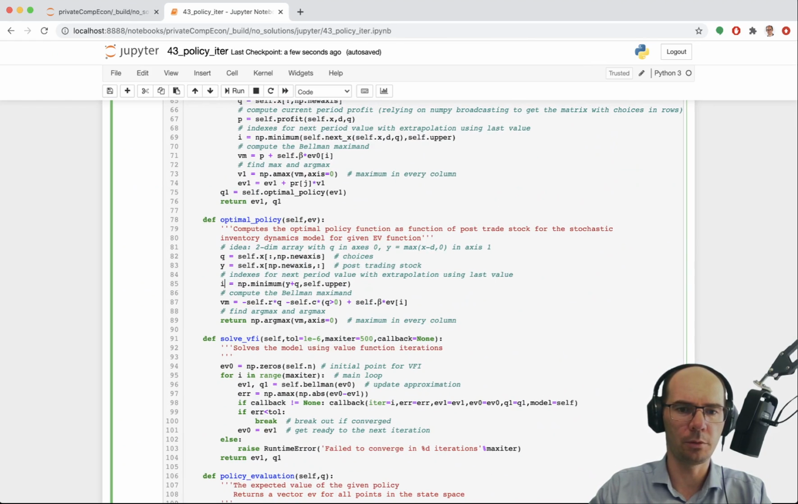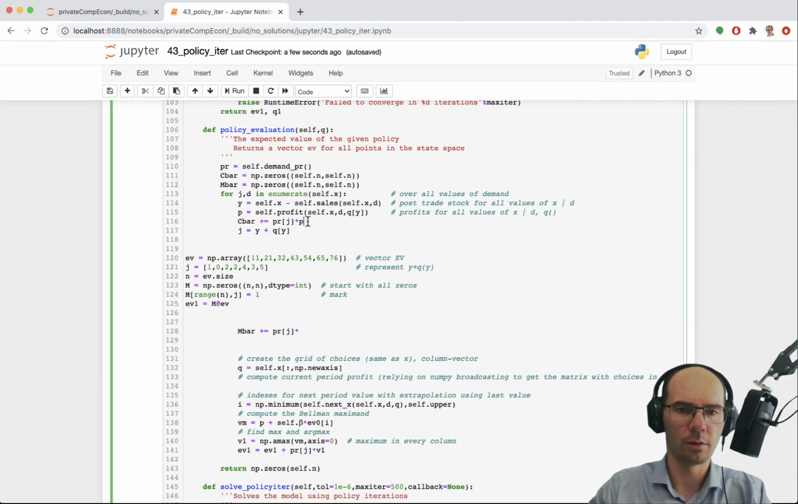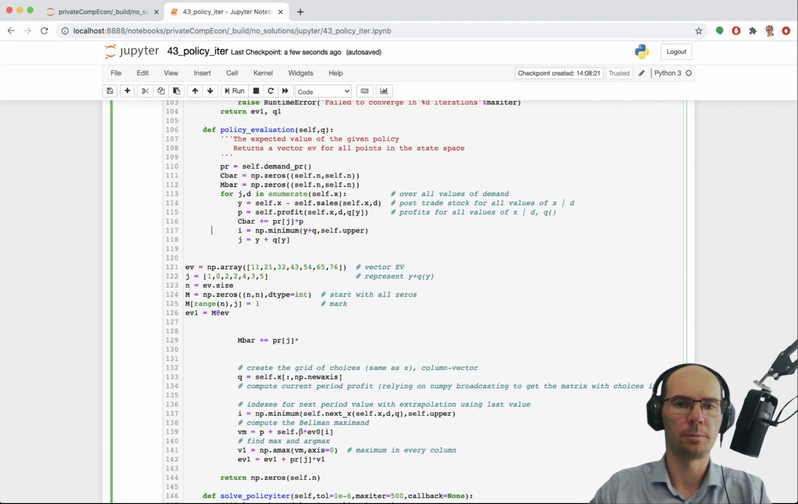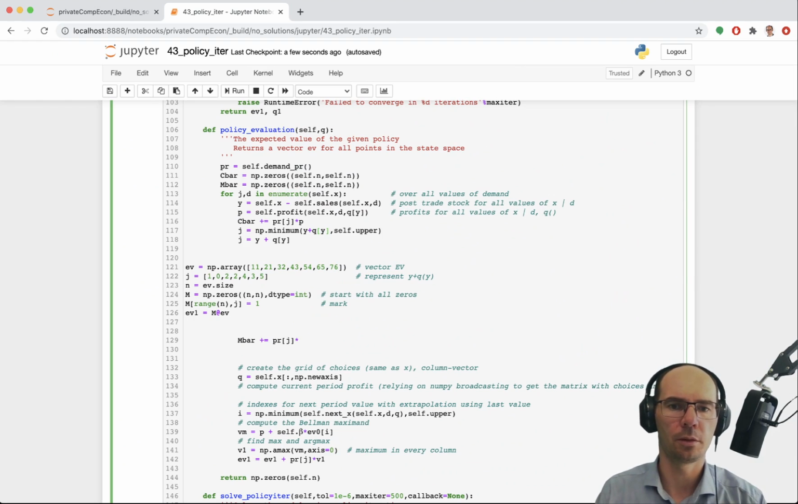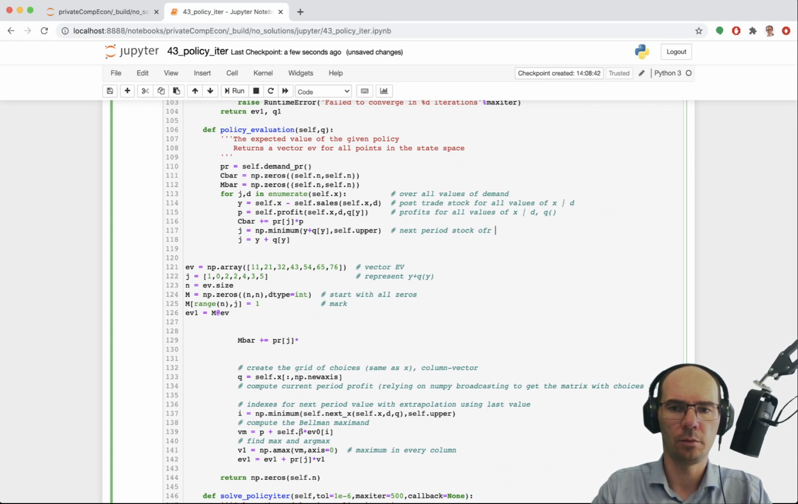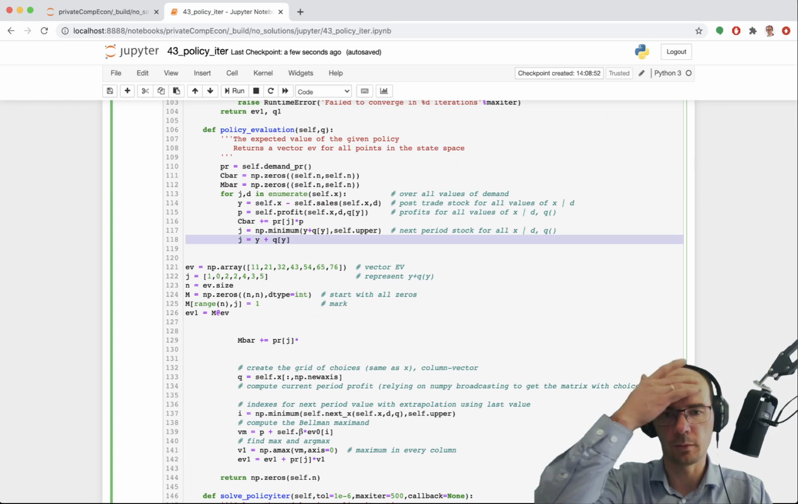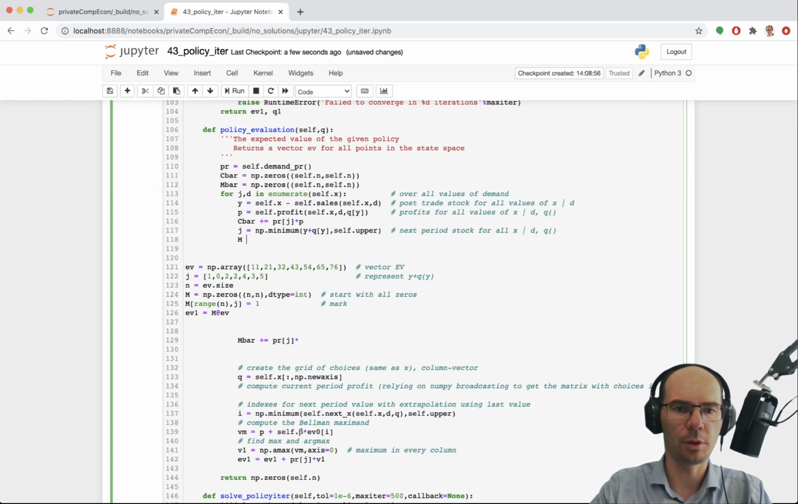So as in the optimal policy, we have to cap it, right, with self upper. But this is not Q, this is Q of Y, right? And this is what? This is next period stock for all x, conditional on D and Q. That's what it is.